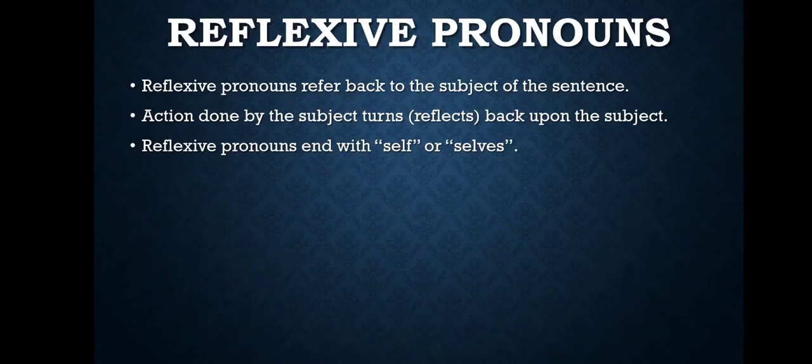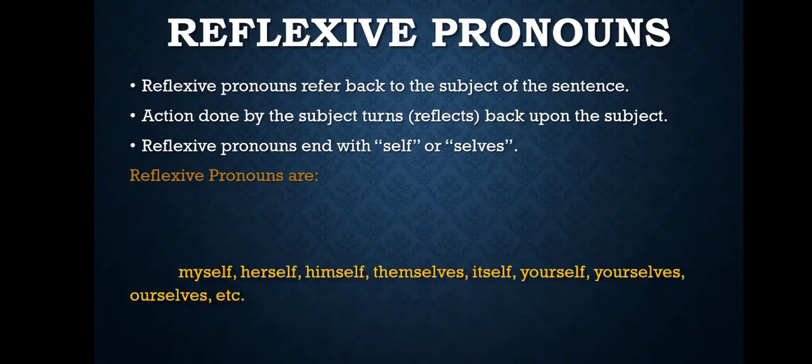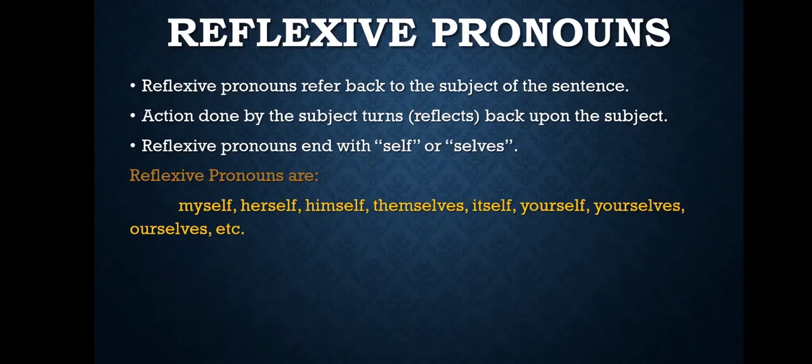Reflexive pronouns usually end with self or selves. If the pronoun is singular like he, it would be himself. If it is she, then it would be herself. And if it is a plural pronoun like we, our, it would be ourselves, and they, them, it would be themselves. So, these are the reflexive pronouns. Some reflexive pronouns are here, you can have an eye on these: myself, herself, himself, themselves, itself. All of these are reflexive pronouns.